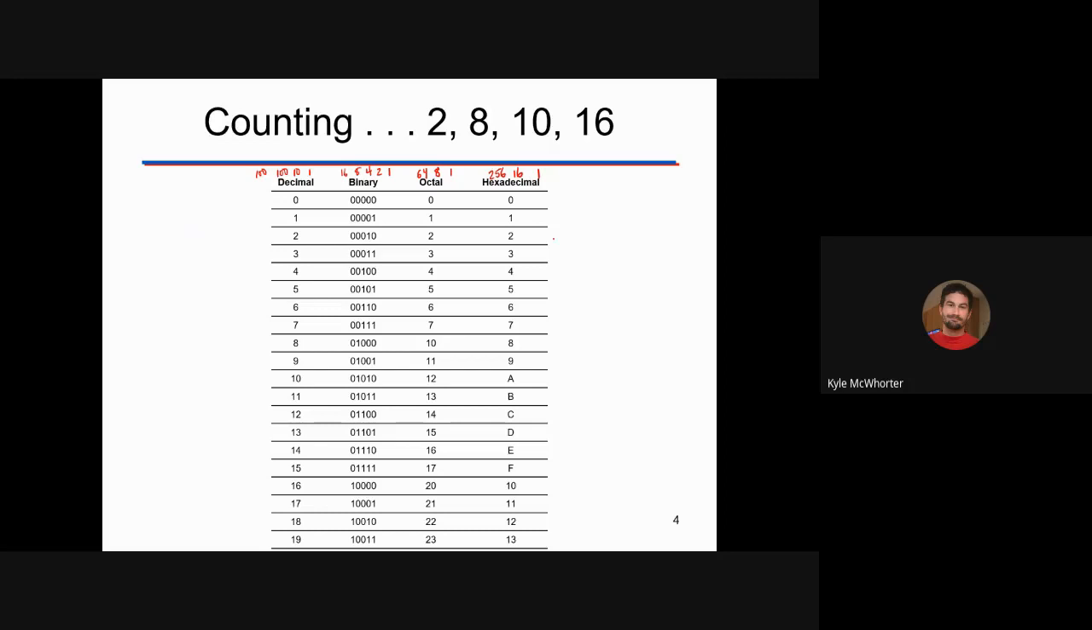So counting in hex: 0, 1, 2, 3, 4, 5, 6, 7, 8, 9. 10 is A, 11 is B, 12 is C, 13 is D, 14 is E, 15 is F, and then 16 is a 1 in the 16's place and a 0 in the 1's place. So we're going to have to get used to identifying A as 10, B as 11, C is 12, D is 13, E is 14, and F is 15 for base 16.